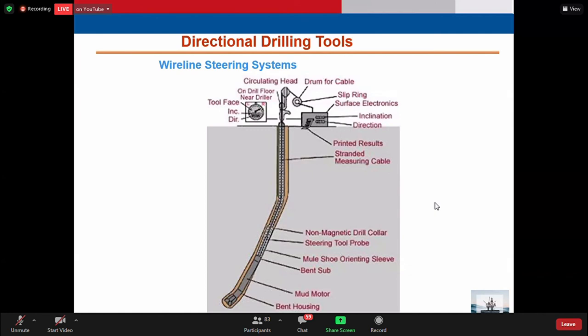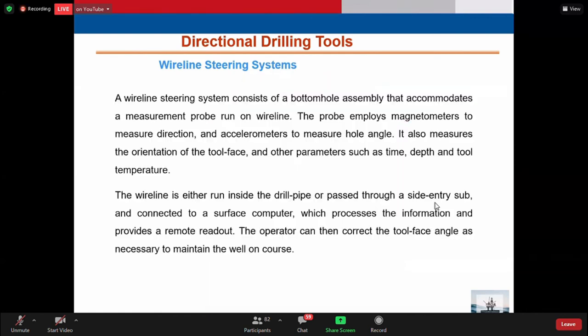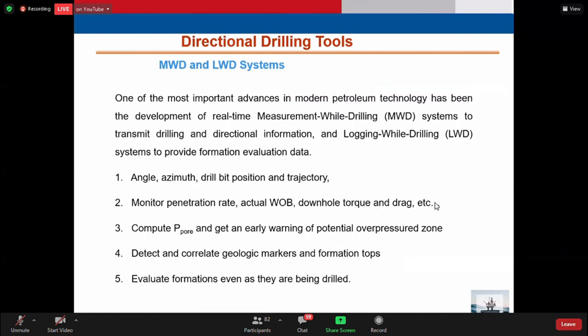Many companies provide rotary steerable systems that allow rotation of the whole drill string, with two concepts of operation: point the bit or push the bit. Another technique is the steering system or logging while drilling system. One of the most important advancements is the real-time measuring tool, as provided by MWD and logging while drilling.